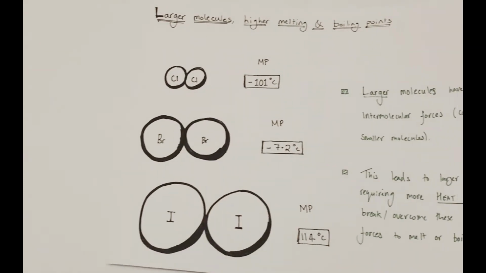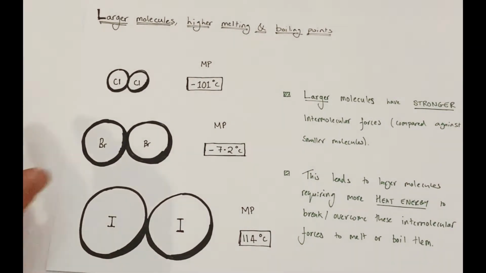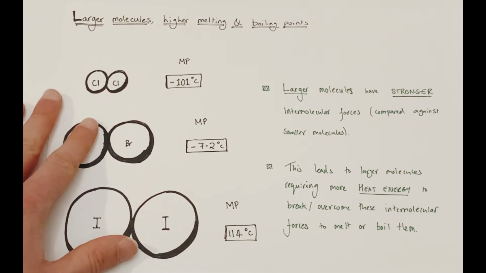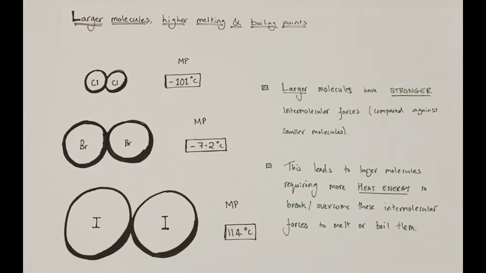There are differences, of course, between different molecules, and it turns out that larger molecules have higher melting and boiling points than smaller molecules. A good example of this would be the halogens. So I've got chlorine, bromine, and iodine molecules shown here in a pretty simplified manner. But what I've also written next door is their melting points. You can see that as you go down the group and the molecules get larger and larger, the melting points go up quite dramatically. So it appears that larger molecules are forming stronger intermolecular forces compared to smaller molecules.